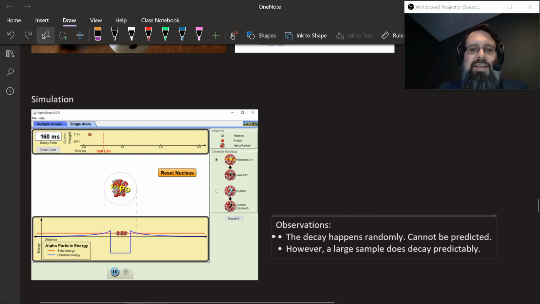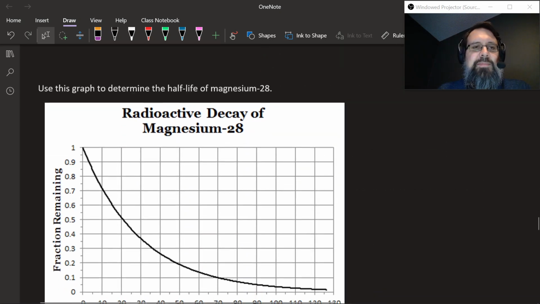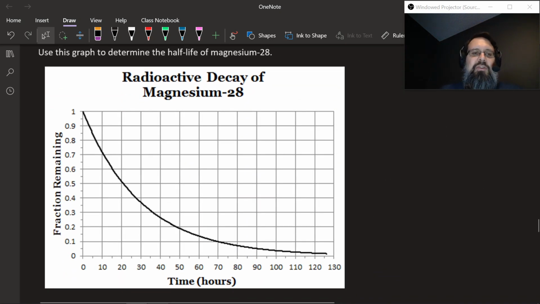So what we realize is that the decay happens randomly and it cannot be predicted. However, a large sample does decay predictably. Look at this. This is a graph taken from an experiment where we had radioactive magnesium-28, and we allowed it to decay. We just measured the amount that remained after certain amounts of time had passed. So the question is, what is the half-life of magnesium-28 from this graph? This is experimentally determined. We measured how much magnesium was left after certain intervals of time.